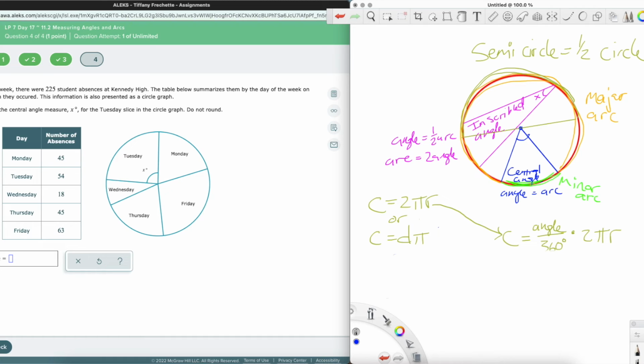So with this one, it says last week there were 225 student absences at Kennedy High. The table below summarizes them by the day of the week on which they occurred. This information is also presented as a circle graph. Find the central angle measure x for the Tuesday slice in the circle graph. Do not round. So with this one, we're just dividing the circle up.